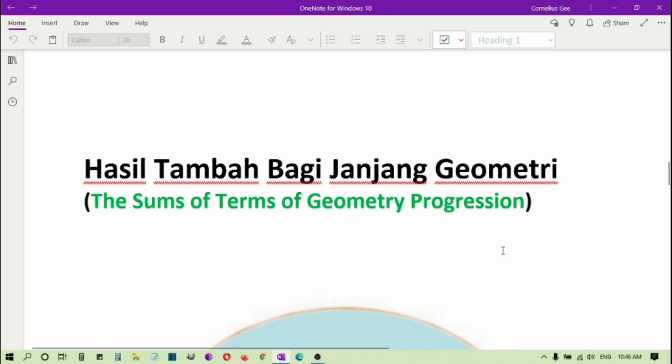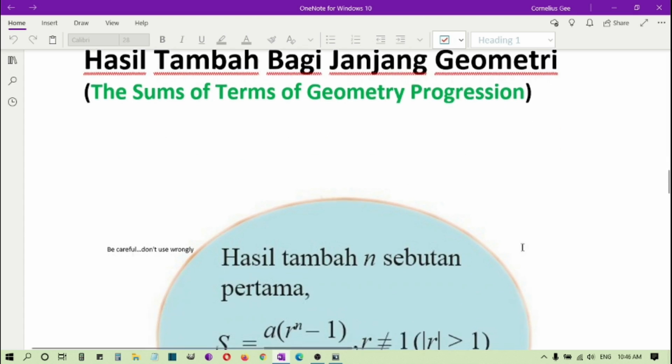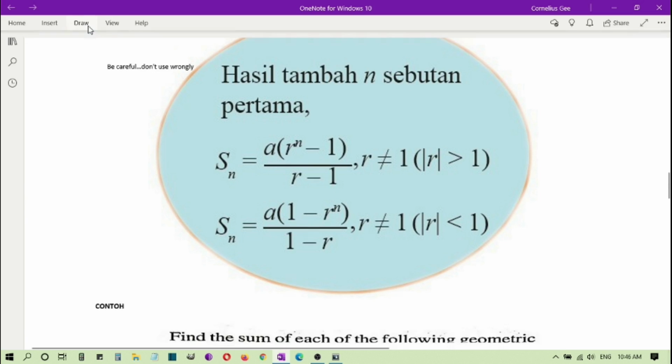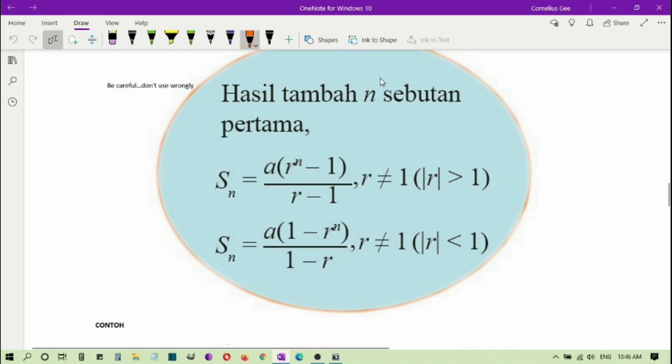Okay, so now we continue with the sum of terms of geometric progressions, hasil tambah bagi jangka geometri, where we use this equation. Just take note that this time you have different formulas to use. It depends on the common ratio R. Okay, take note of this.